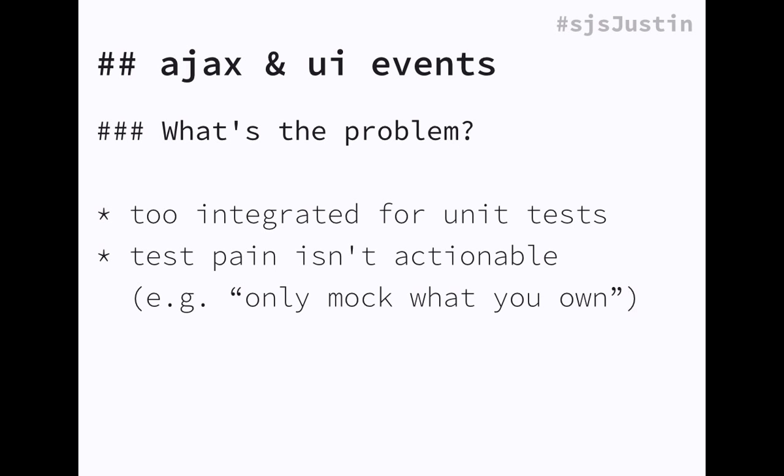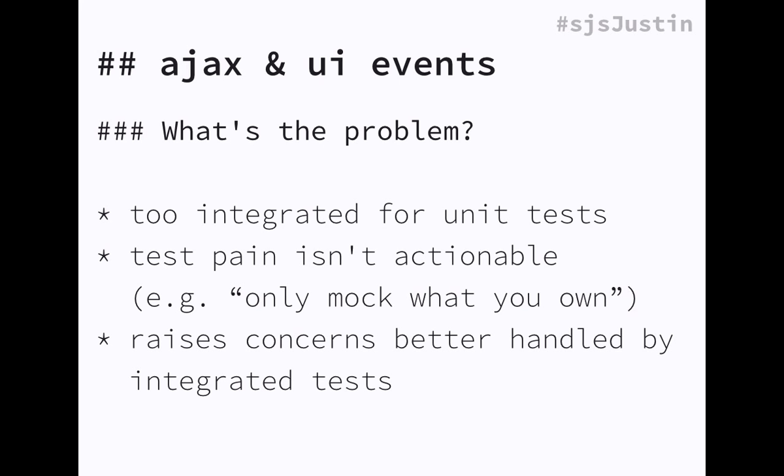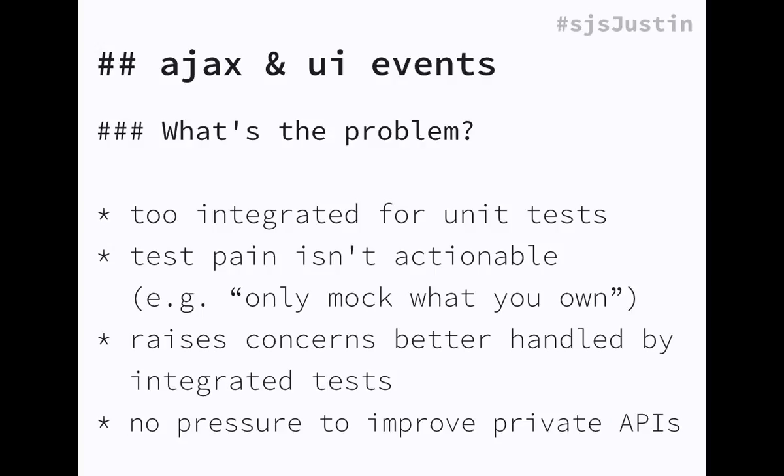Also, when you're mocking at a more integrated level, the test pain is less actionable. If you mock a thing that you don't own and it's a really cumbersome test to write, you don't have any recourse. It's something you don't own. So you can't make it easier to mock or easier to test because you can't change it. And all of these approaches really raise concerns that are better handled by more integrated tests. Like if I'm talking about fake servers and stuff, I want to consider full API responses, which might be overkill for a particular unit.